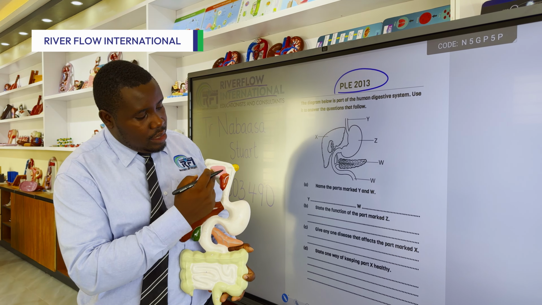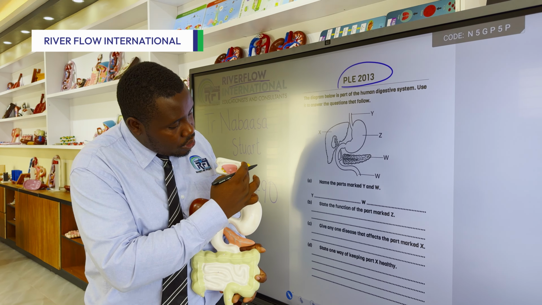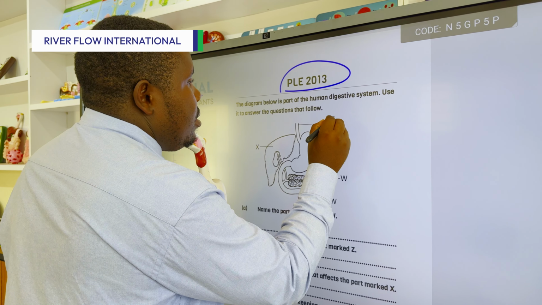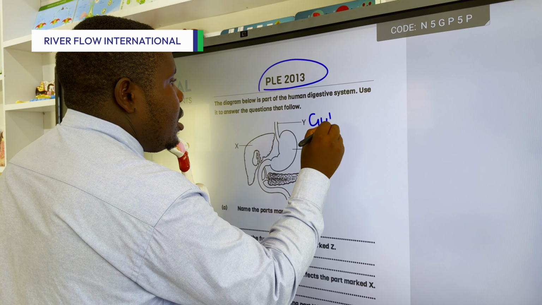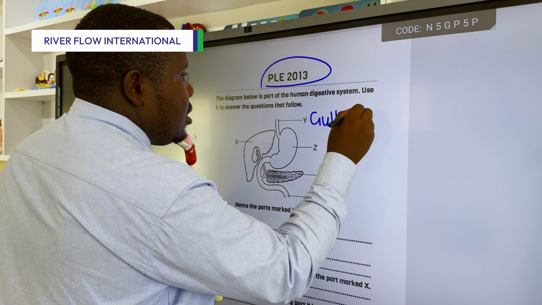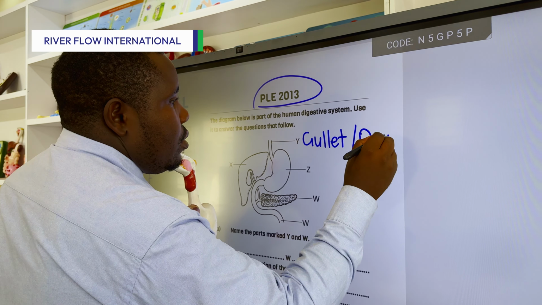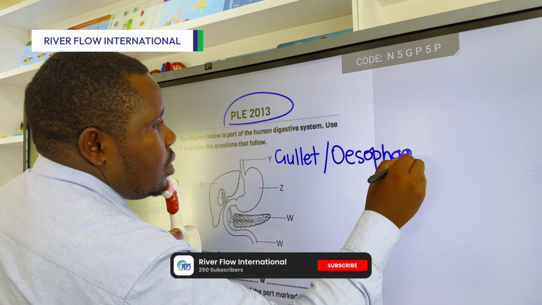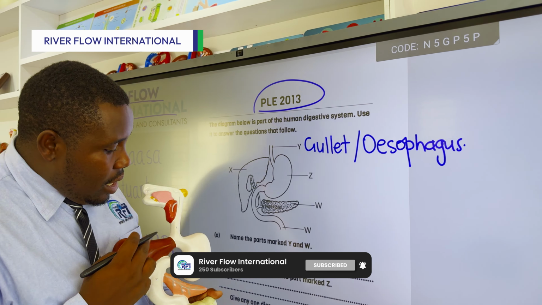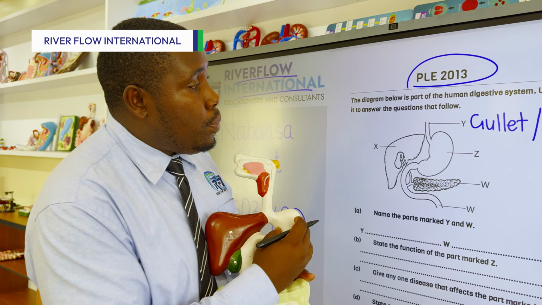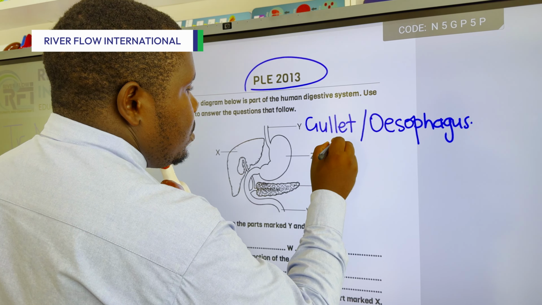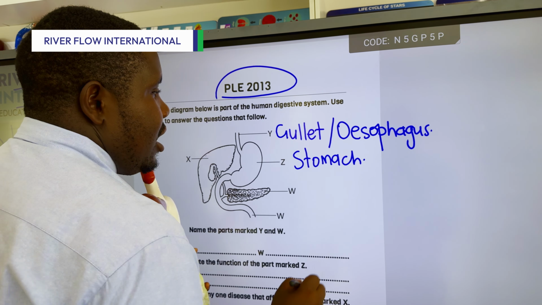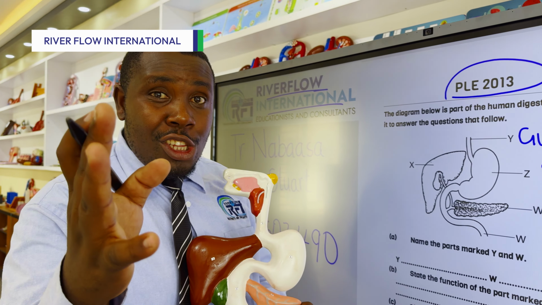This is the mouth, this is the tongue, this becomes the epiglottis, and this tube becomes our gullet. So Y becomes our gullet, the one we can call esophagus. Then this tube enters into this part, which is part Z, and this part Z in English they call the stomach. I don't know how they call it in your local language.